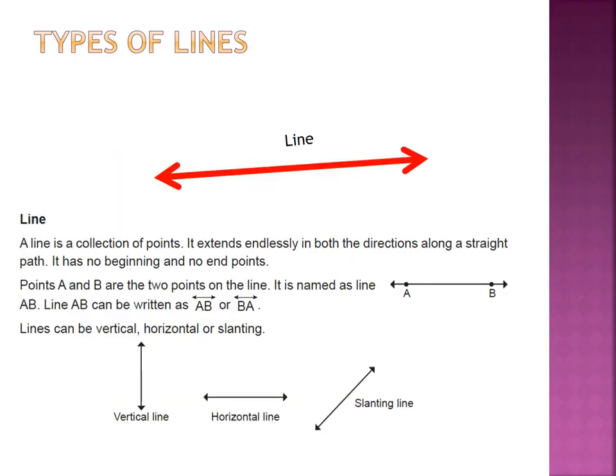The third type of line is line. We can see a red colored line with two arrow marks. Now let's see what a line is. A line is a collection of points. It extends endlessly in both directions along a straight path. It has no beginning and no end points. So this line can be extended endlessly towards your right or towards your left. The types of lines are vertical line, horizontal line and slanting line.